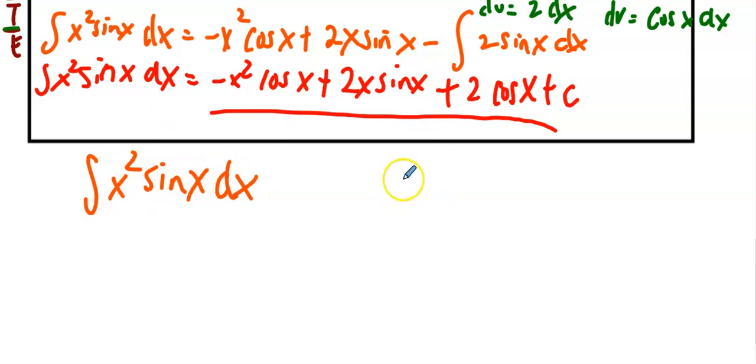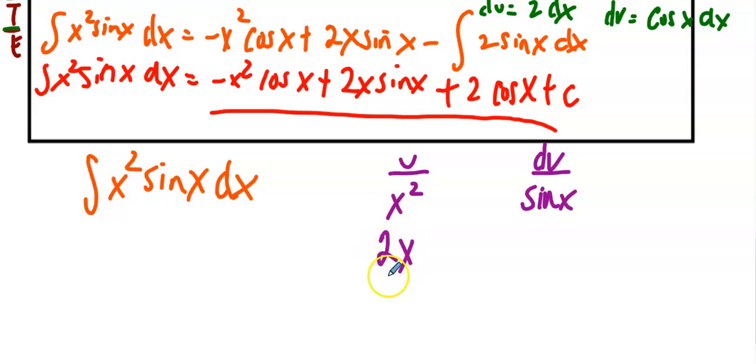So what you're going to do is you're going to do u and you're going to do dv. And so u is going to be always your algebraic function, and then dv is going to be your sine of x. You're going to find the derivative of this, and you're going to get 2x. You're going to find the derivative of this, you're going to get 2. You're going to find the derivative of this, and you want to keep going until you get 0. So you're going to take derivatives till you get 0. We're going to take the antiderivative of sine, which is going to give us negative cosine.